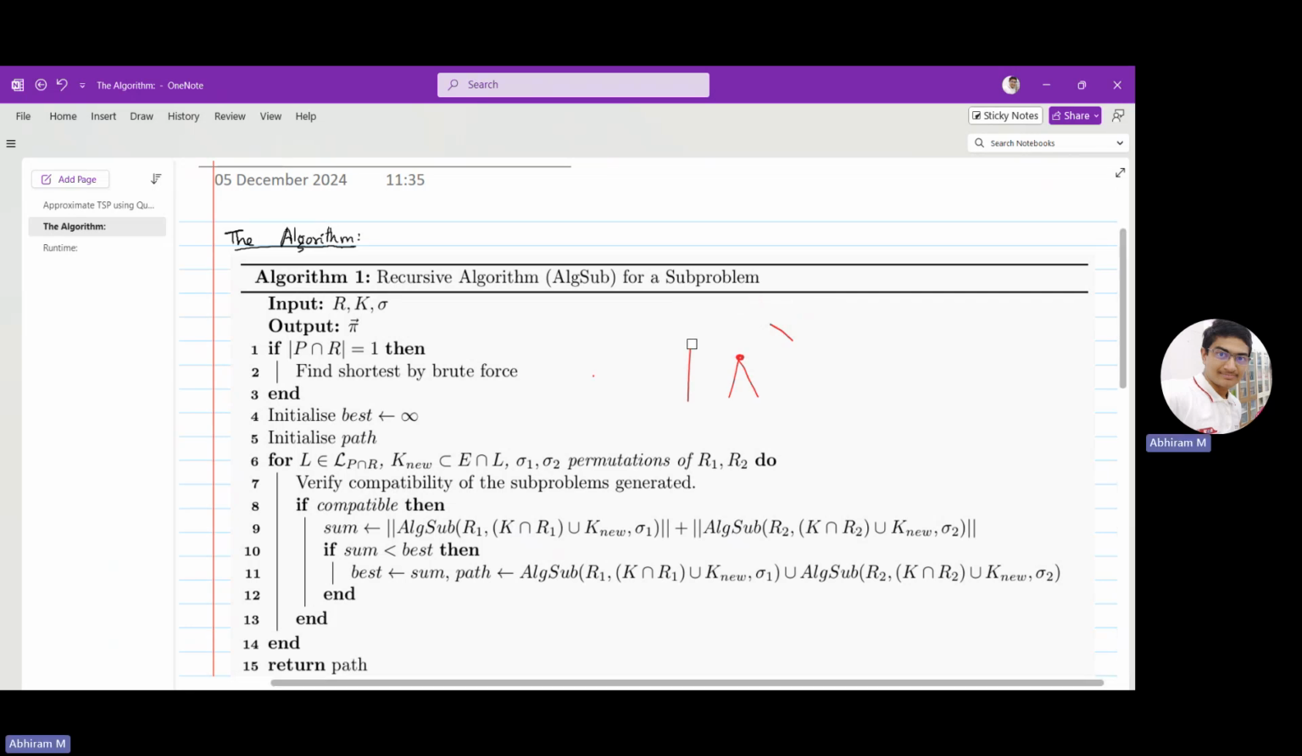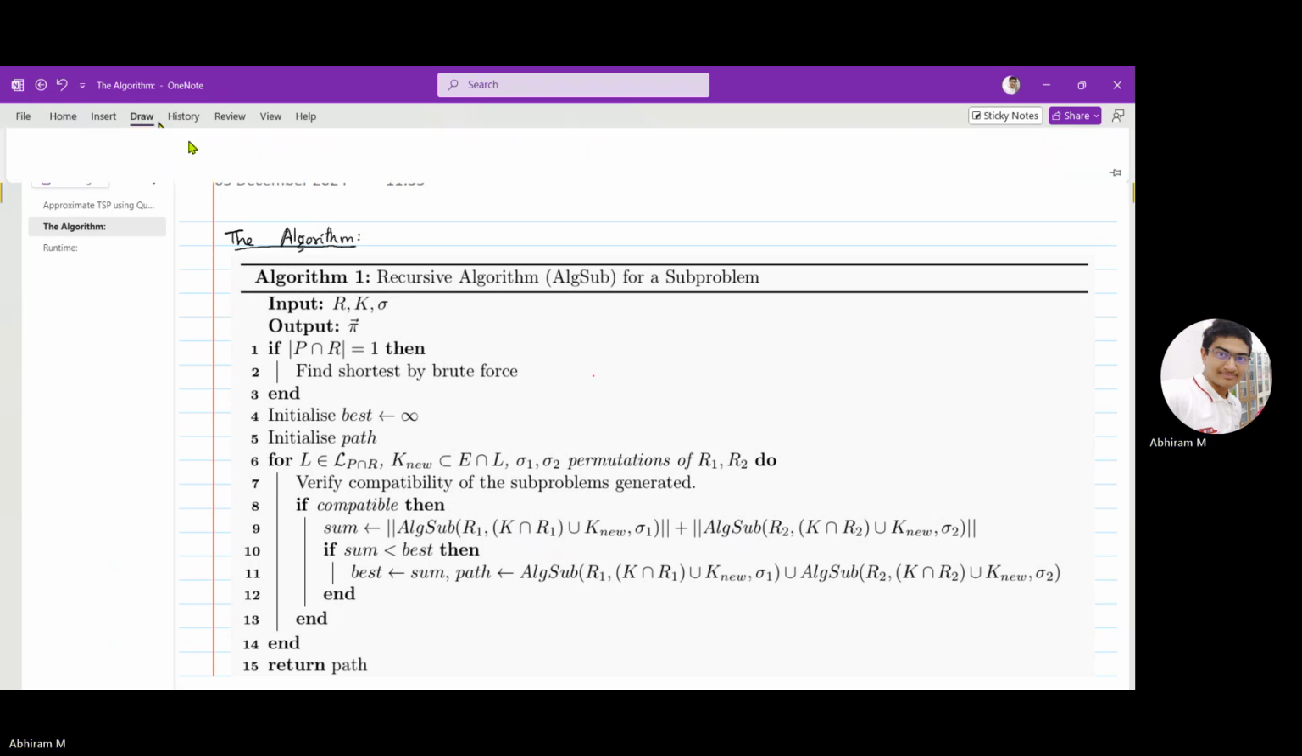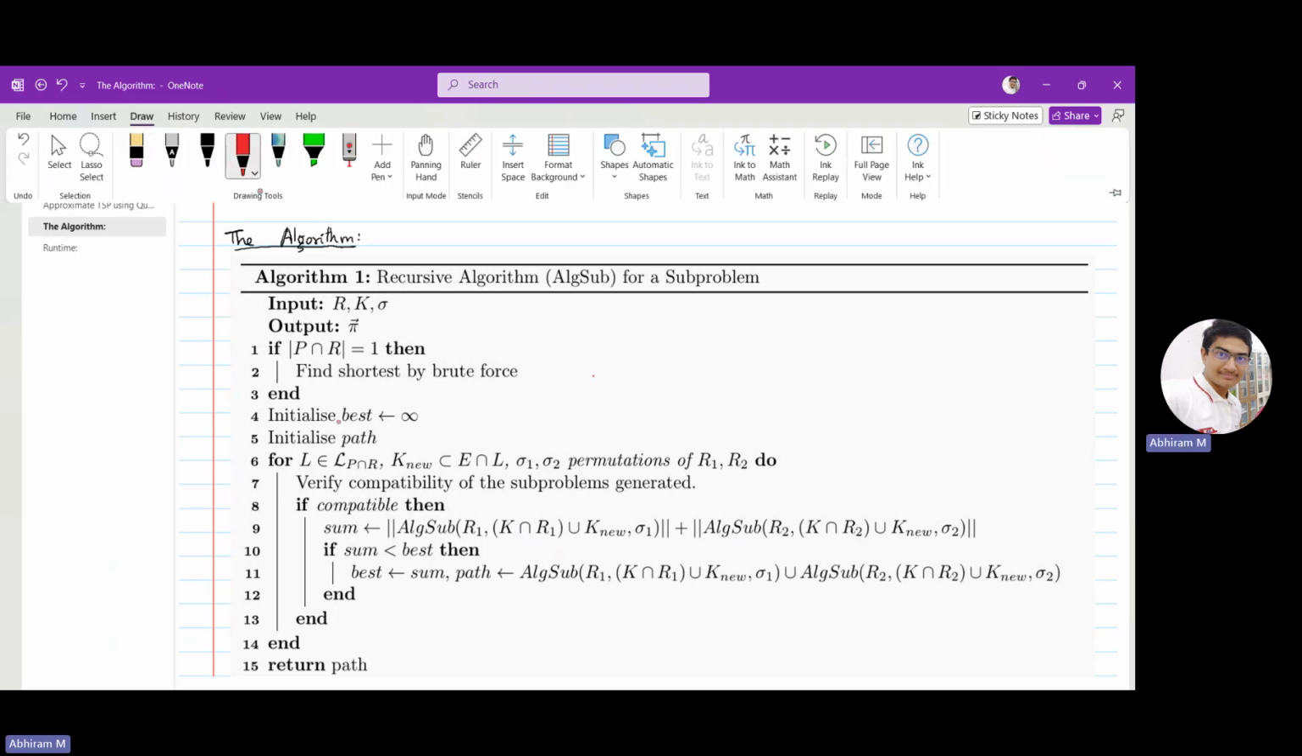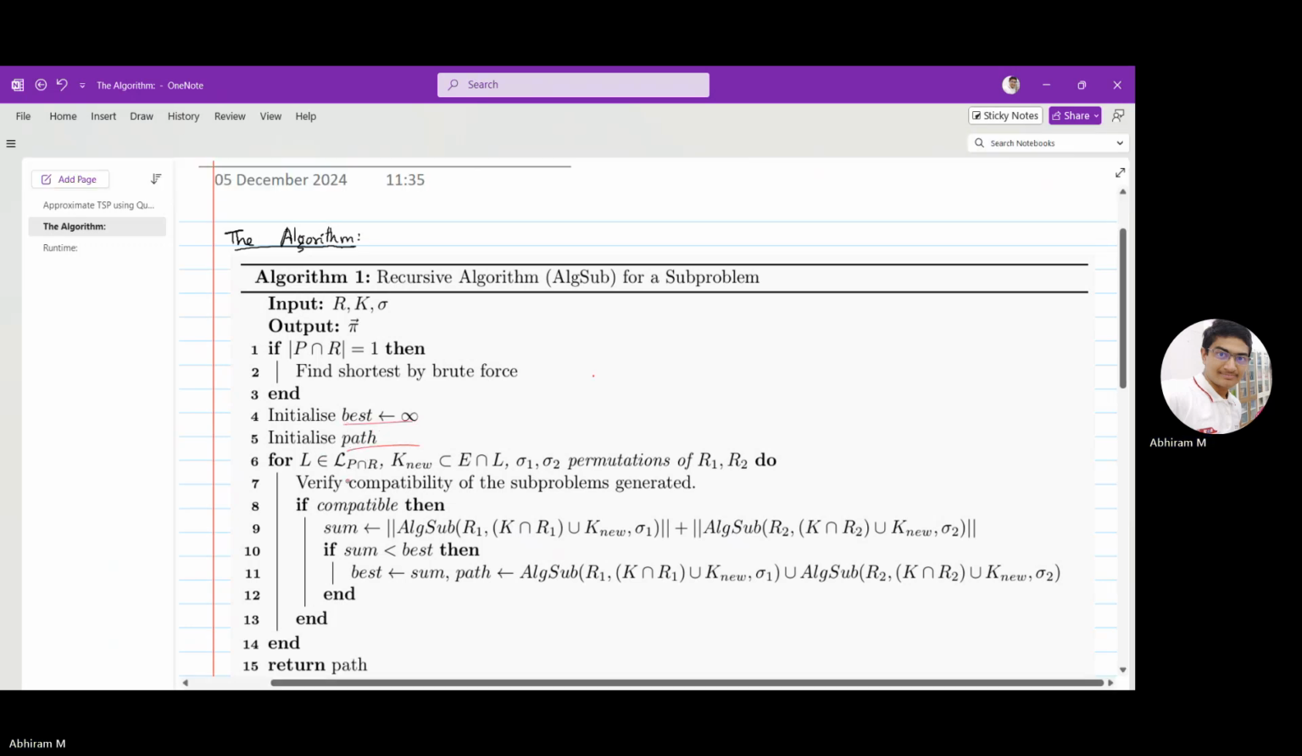So once you have the base case ready, the next thing is you want to handle bigger cases where there are more than one point. So then what we do is we initialize the best length of a path and the best path itself. And next we say that we want to enumerate all possible subproblems. So let us say that this is a rectangle, and it has some points, let's say one here, one here. So it has more than one point.